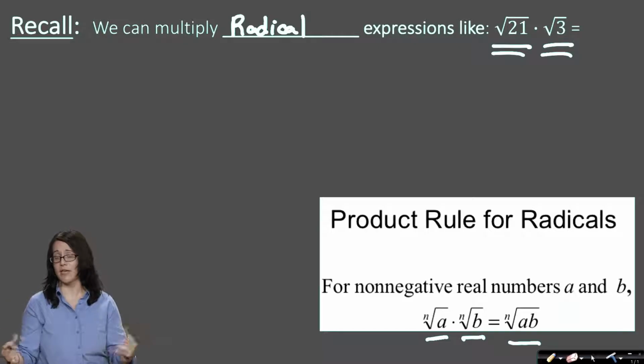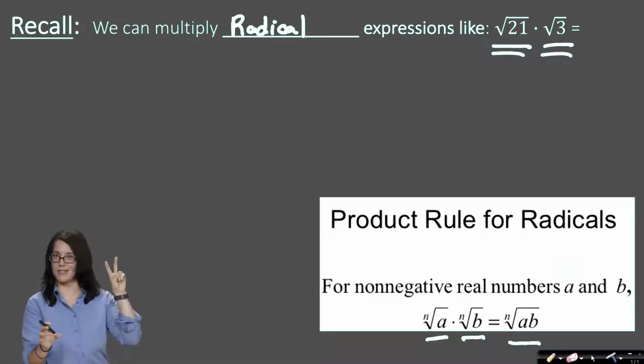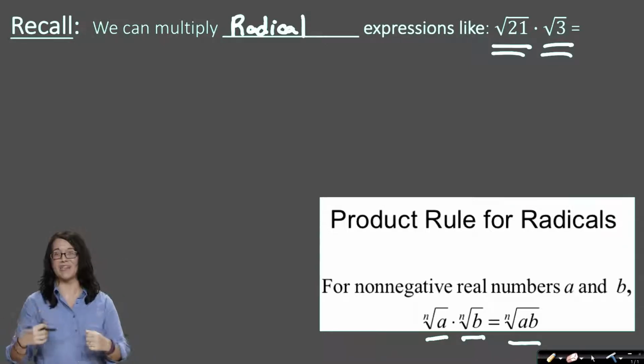They match. If one of them was a cube root, so an index of 3, and one of them was a square root, index of 2, you could not multiply this way. You would need to first switch to rational exponents and use your power rules. So that's going to require a little bit higher level of thinking than we're doing in this problem here. Just wanted to let you know the difference there.